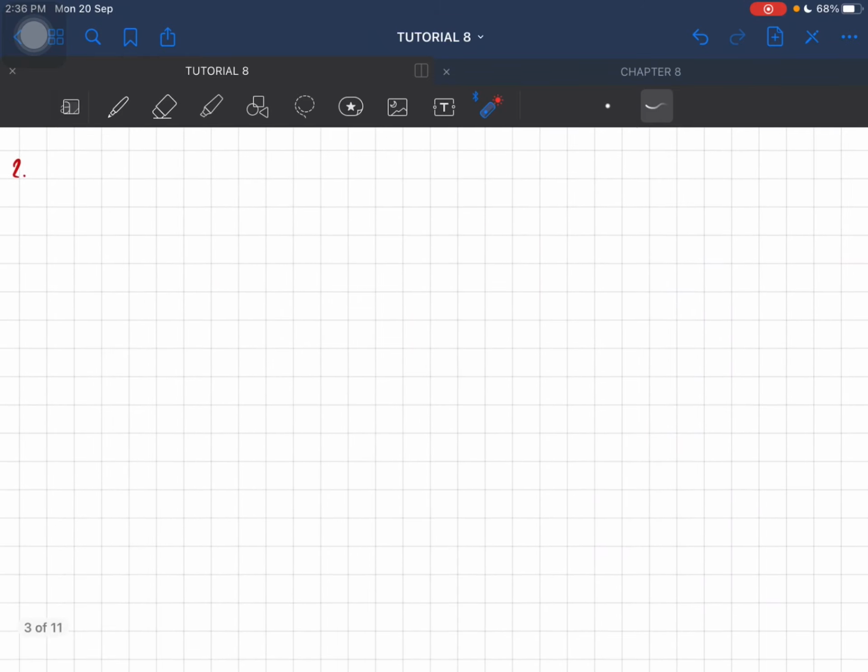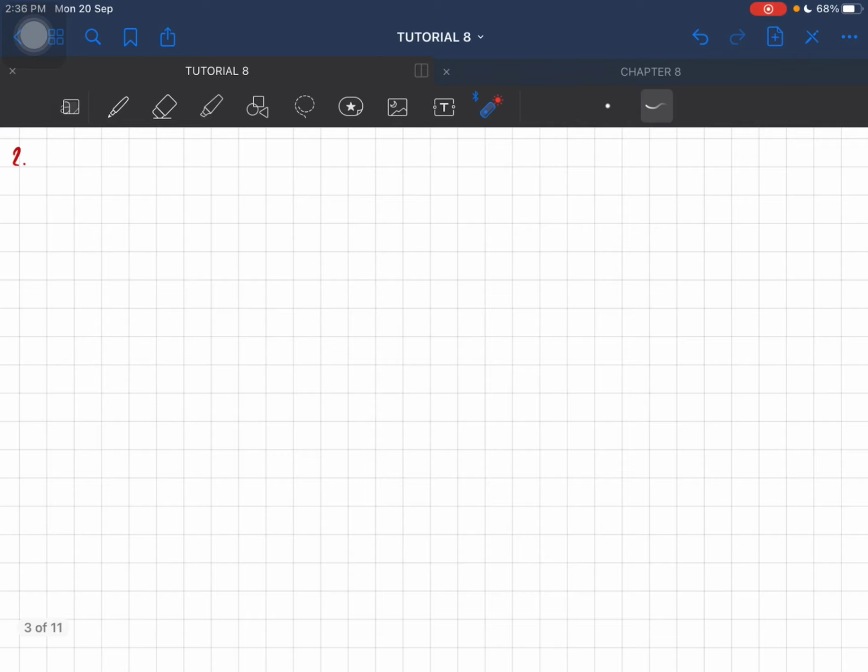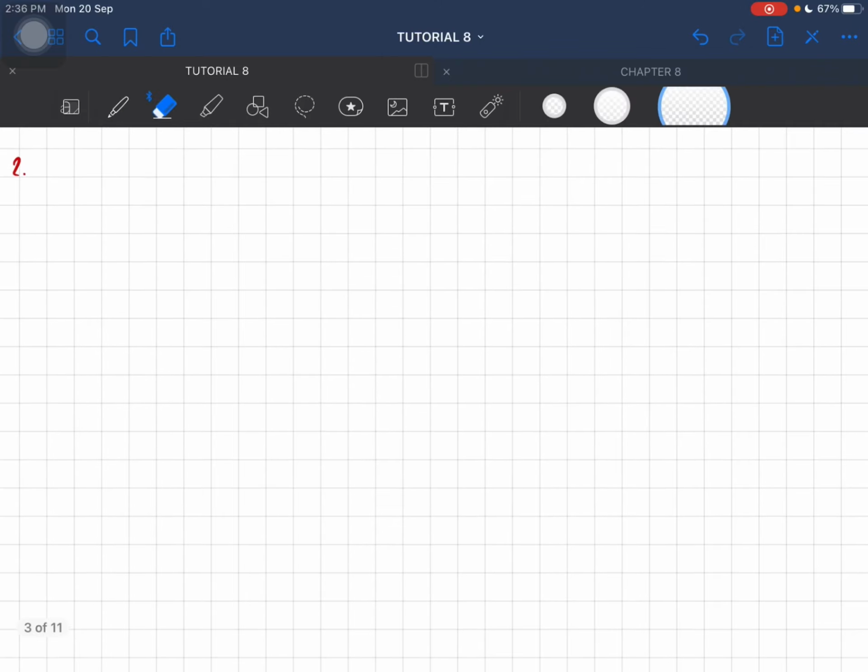Okay, so I'm gonna do it here. Now, the information that we have is the initial angular velocity. I think this is too big.